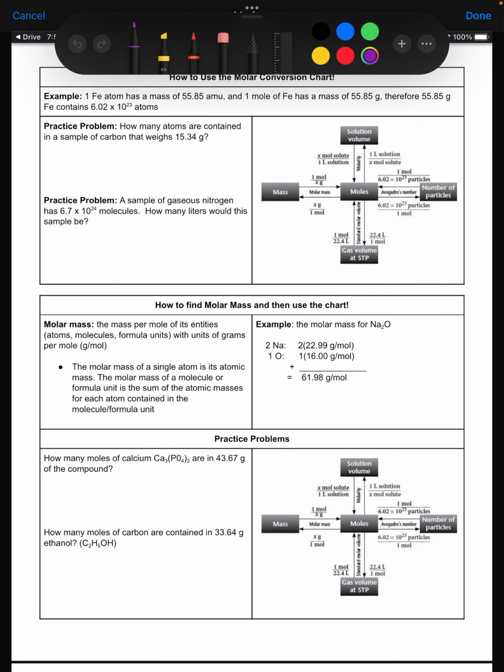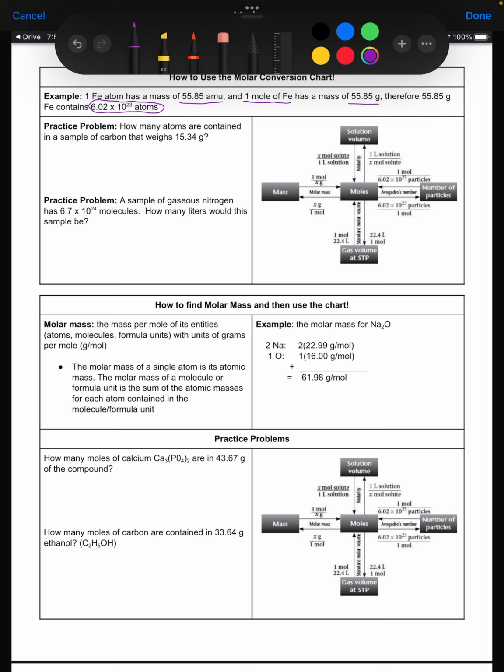My example for you is pretty simple. 1 iron atom has a mass of 55.85 AMU, and 1 mole of iron has a mass of 55.85 grams. So, therefore, we can assume, based on Avogadro's countless calculations, that 55.85 grams of iron is going to contain 1 mole of atoms. And all that information is coming from the periodic table in terms of its molar mass.